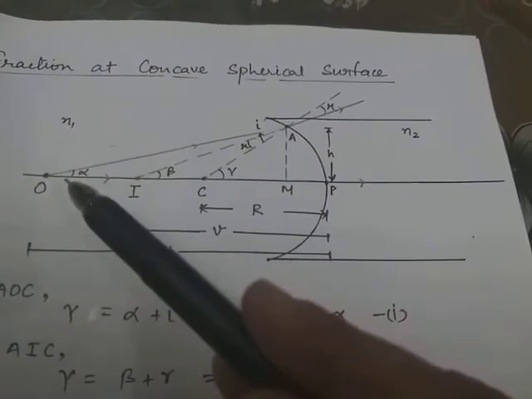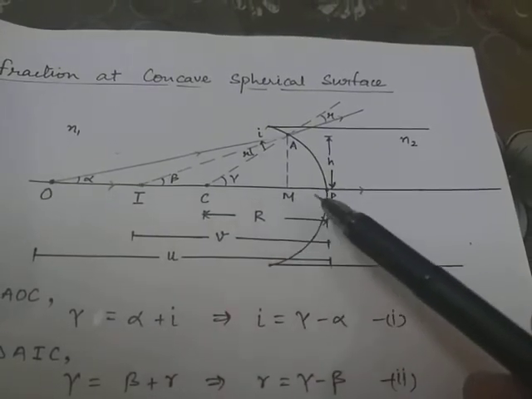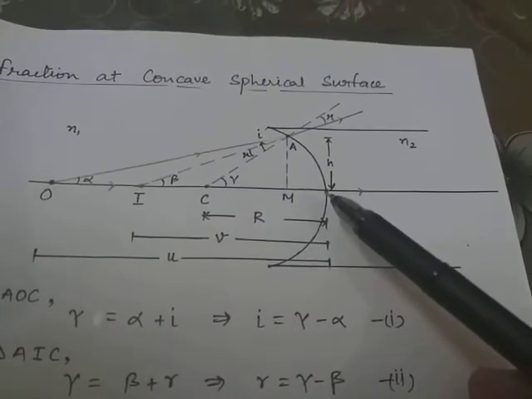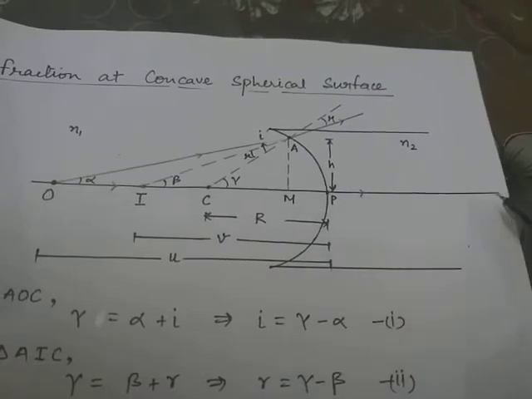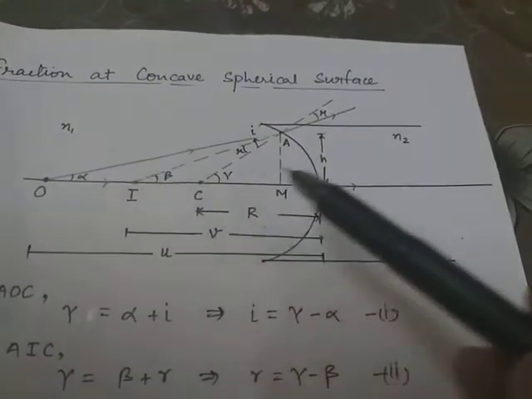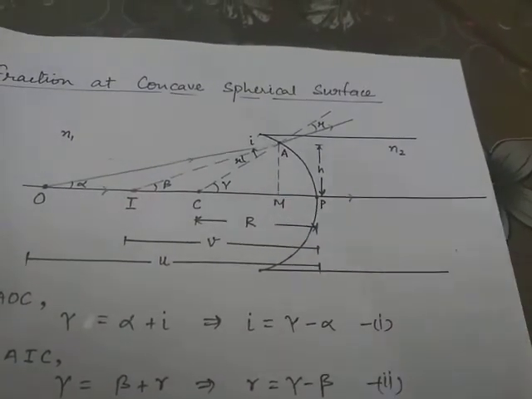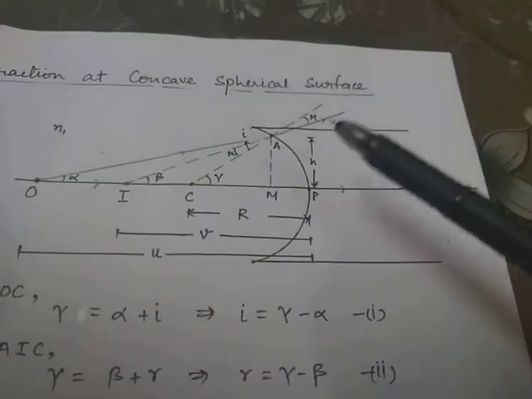A light ray which travels like this strikes P and moves in its own path undeviated, because for this light ray angle I is equal to 0, so angle R will also be equal to 0.